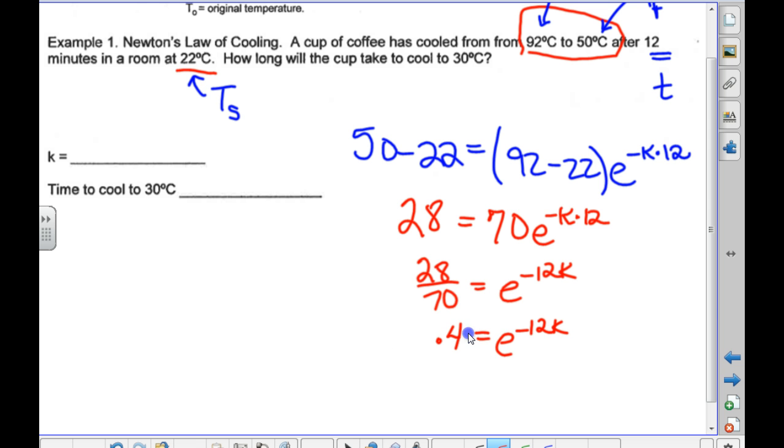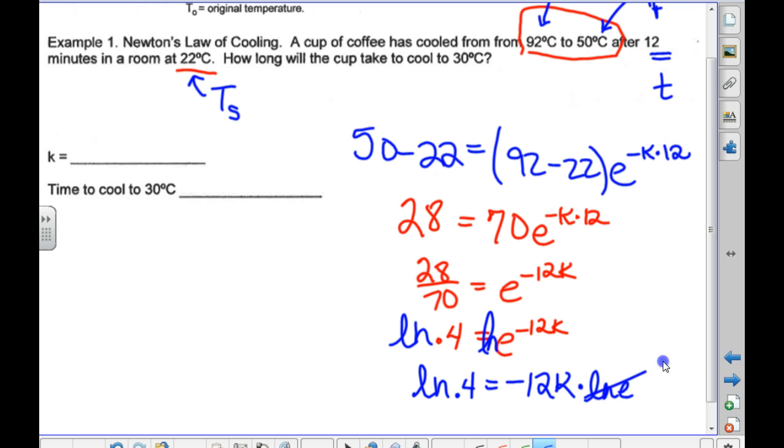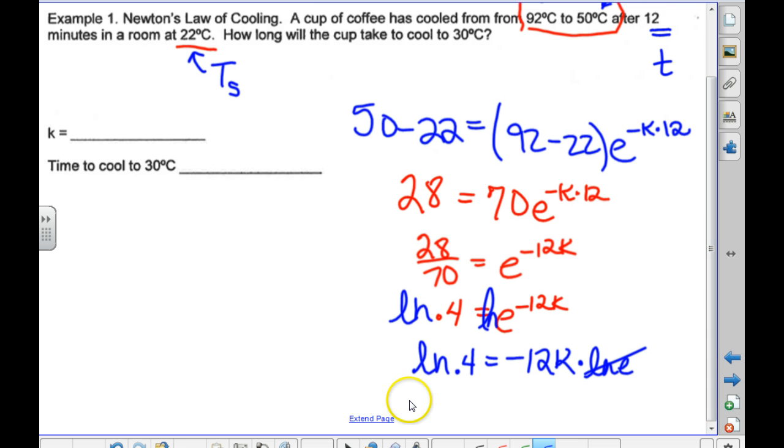What do we want to do next? Natural log of both sides. And then we'll have the natural log of 0.4 equals, if we bring this down out in front, negative 12k times the natural log of e, which is just 1. So the natural log of 0.4 divided by negative 12?